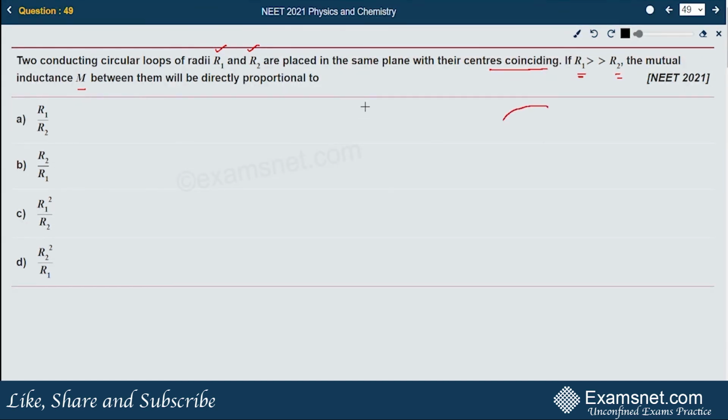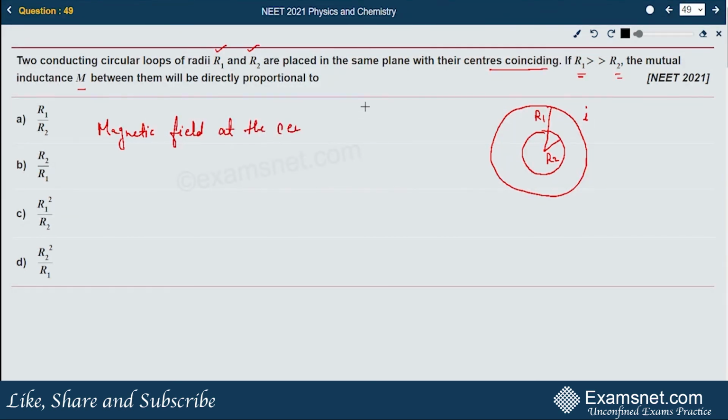Okay, so here we have two loops whose centers are coinciding. That means they will have a common center, right? And it is given that R1 is greater than R2. That means the outer ring or the bigger loop will have the radius R1, whereas the inner loop will have the radius R2. Now suppose that the current in the outer loop is I, then what will be the magnetic field at the center? Magnetic field at the center is given by the formula mu naught I by 2R1.